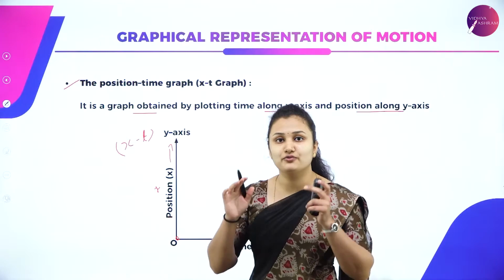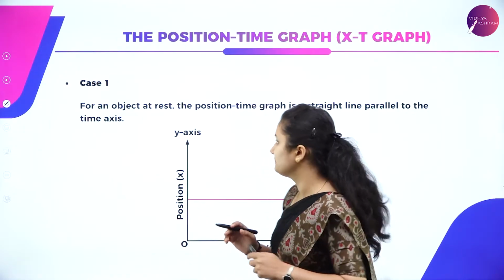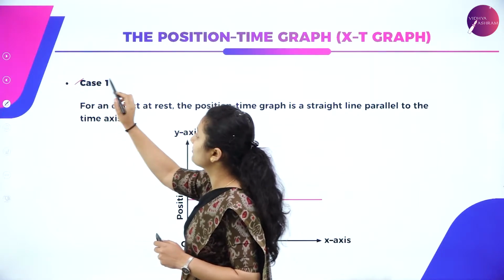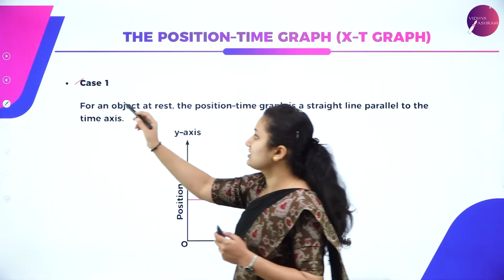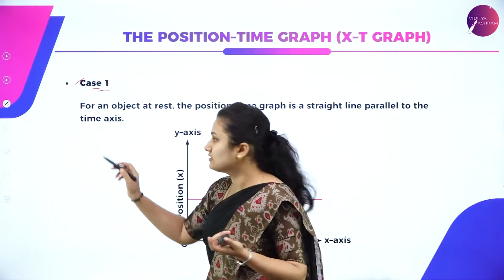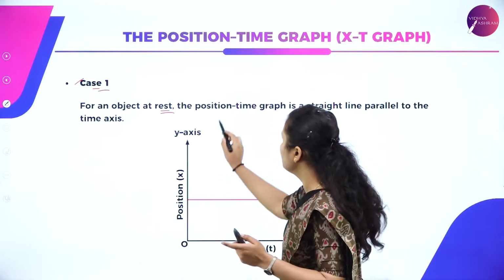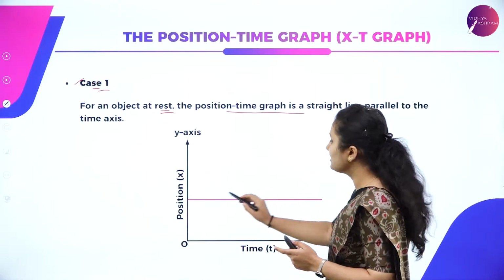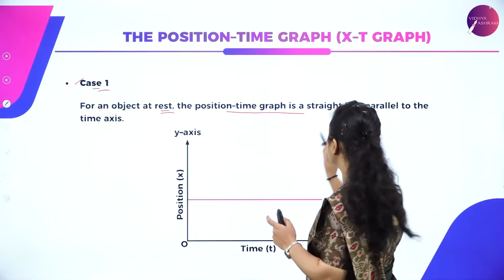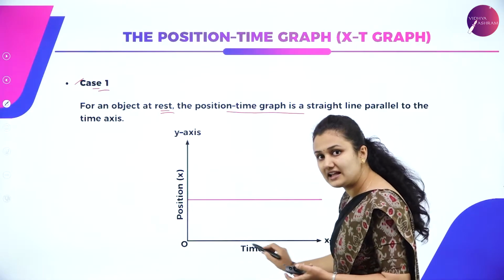Under this there are 4 cases. We shall try to understand what those 4 cases are. The first case is an object at rest. For an object at rest, the position time graph is a straight line parallel to the time axis, that is, the x-axis.